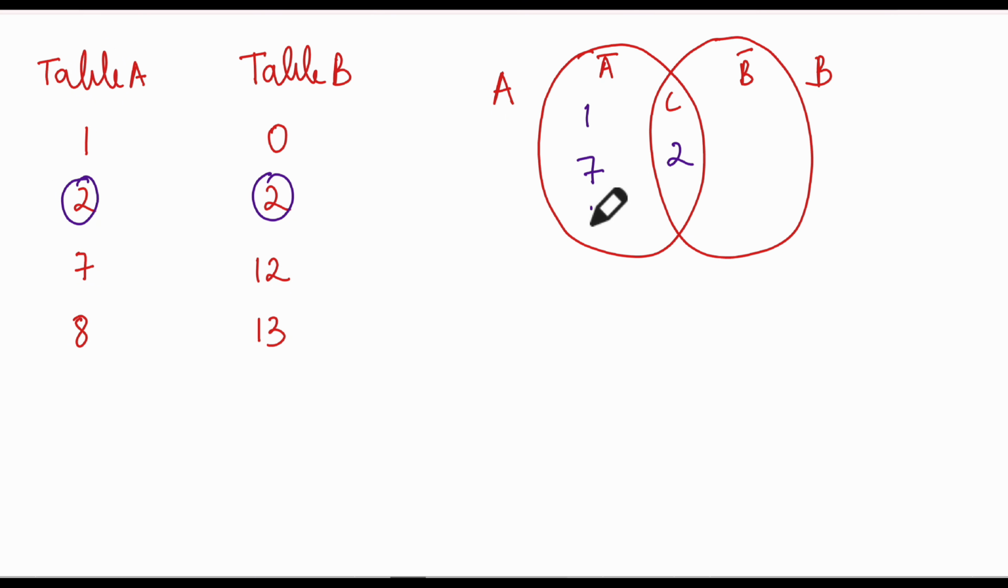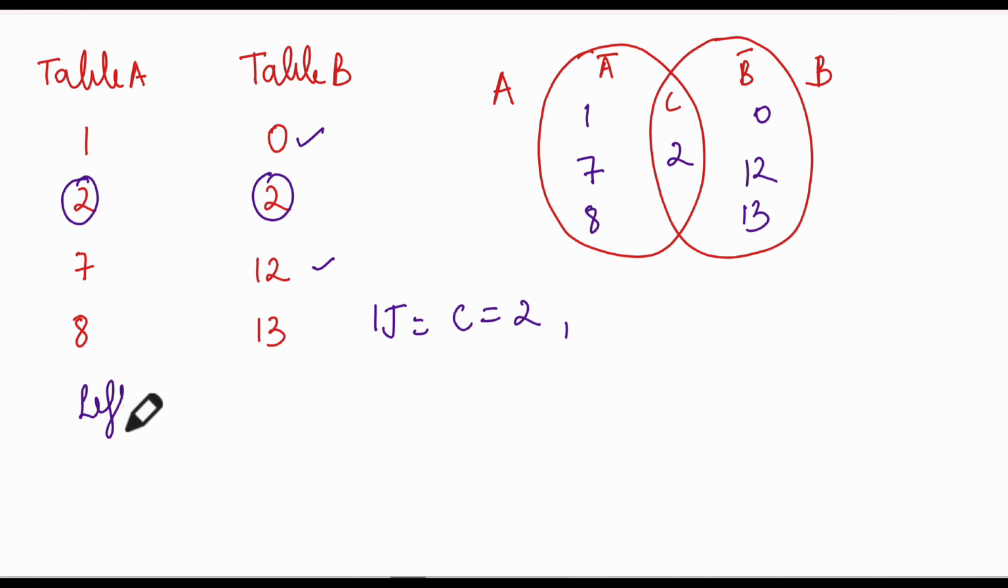Which part is exclusive to B, that is B hat? It is 0, 12 and 13. Now we will write down what is inner join. Inner join will be equal to C, which is equal to 2. What will be left join? Left join will be equal to A hat plus C, that is the part that belongs to A but does not belong to B. So it will be 1, 7, 8 and there will be 2.